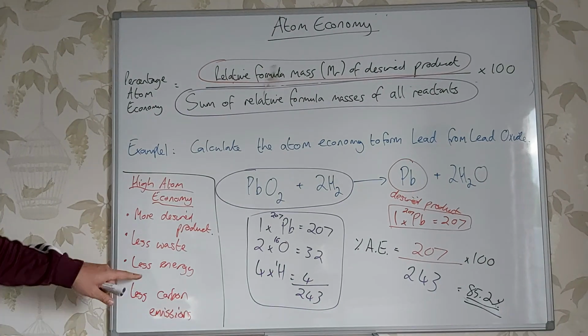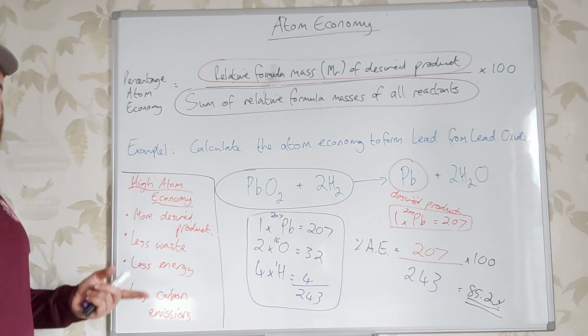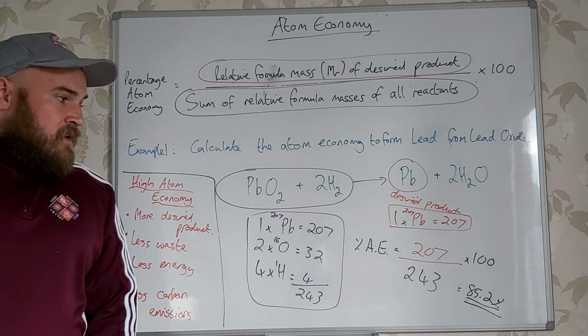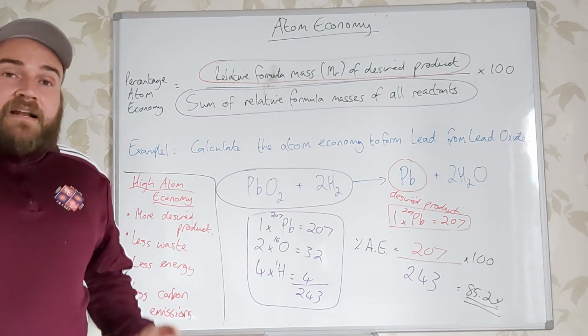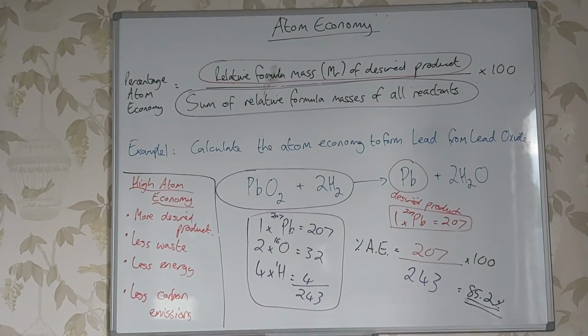So there's less energy. Anytime you've got less energy, you reduce your carbon dioxide emissions, which means it's better for the environment because you reduce global warming. So that's why a high atom economy is desired. Okay, so you'll pause the video now. I'm going to clear the board and then I'll give you a second example to have a go at.